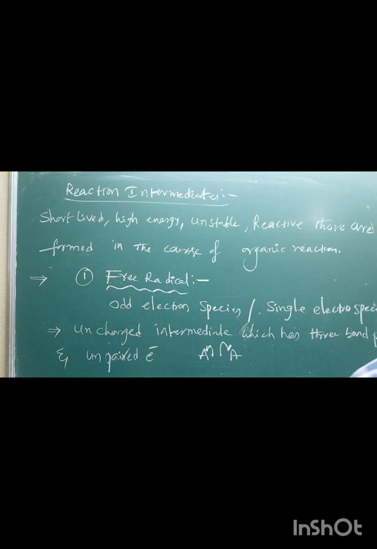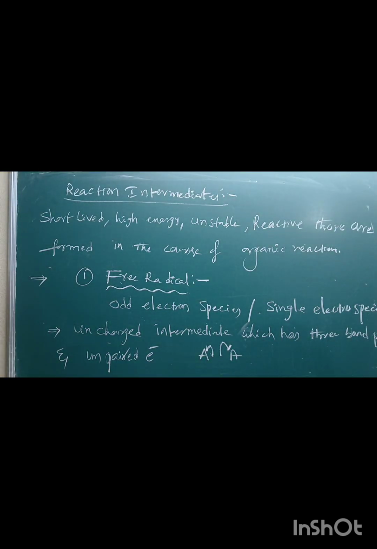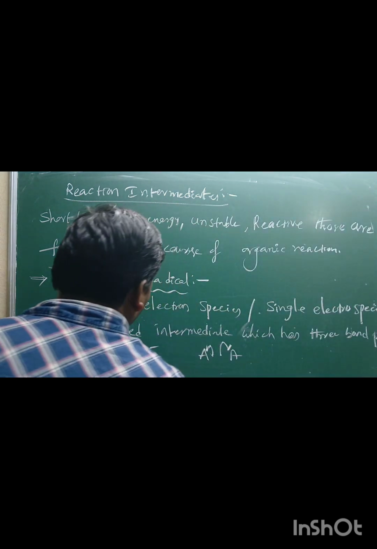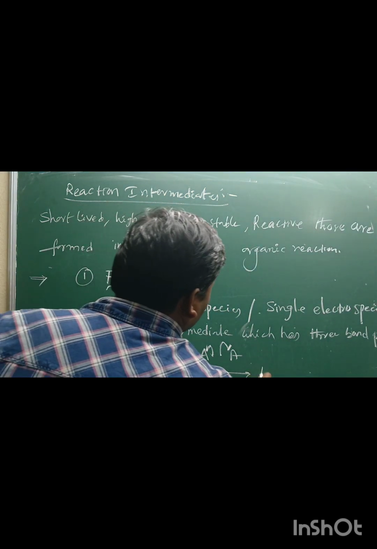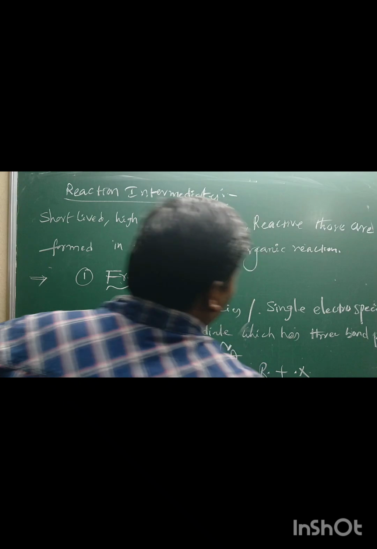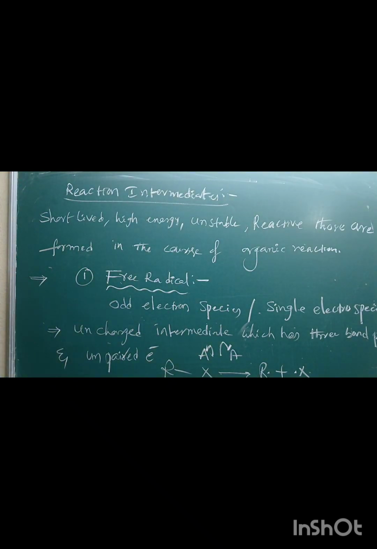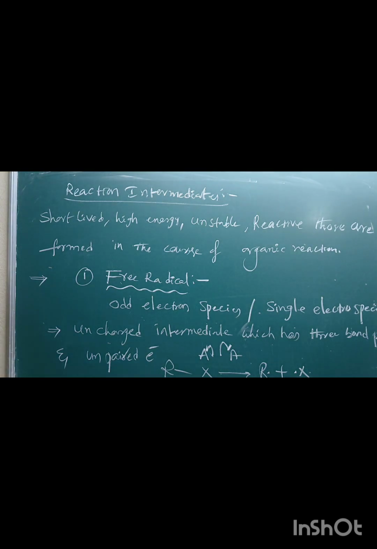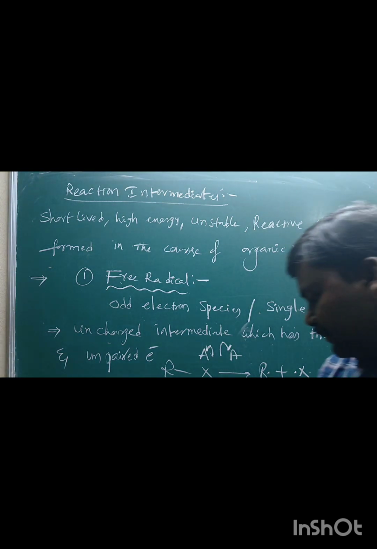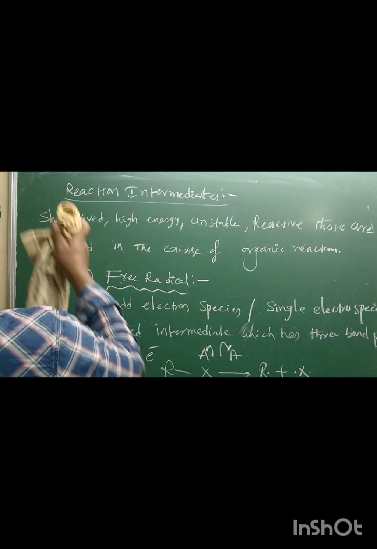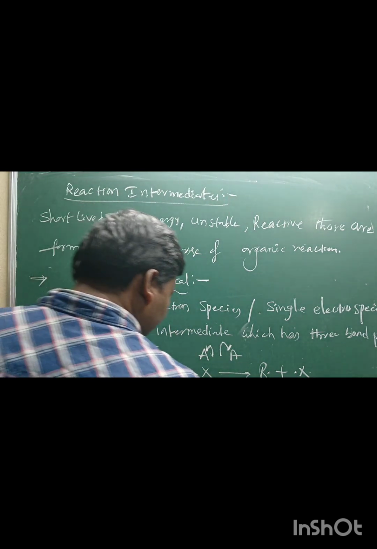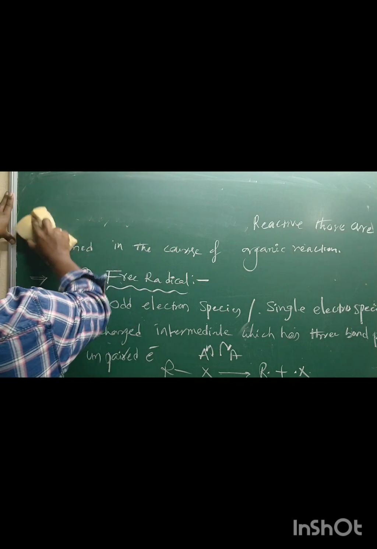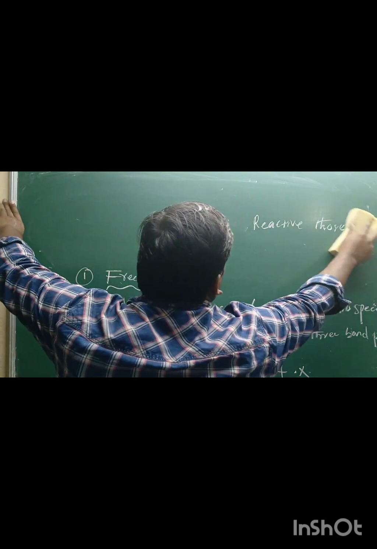Here it is generated in the presence of sunlight, or peroxides at high temperature. If you take an alkyl halide, simply RX, by homolytic cleavage it gives an alkyl free radical as well as a halogen free radical. Now these free radicals are classified into various types, that is primary free radical, secondary free radical, like that.